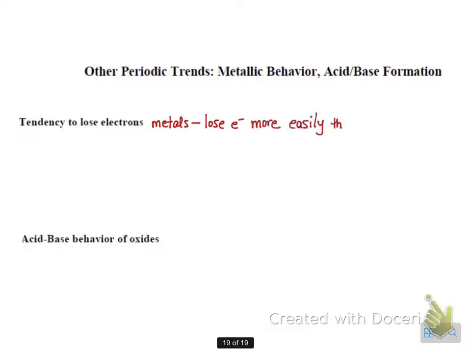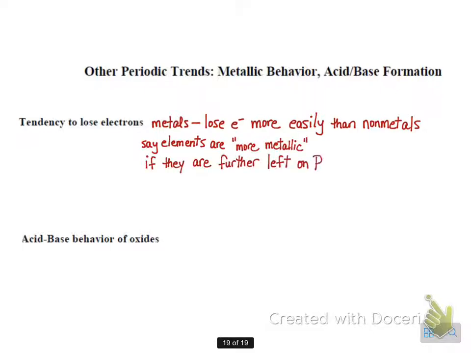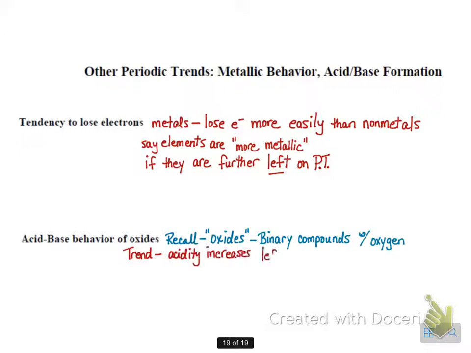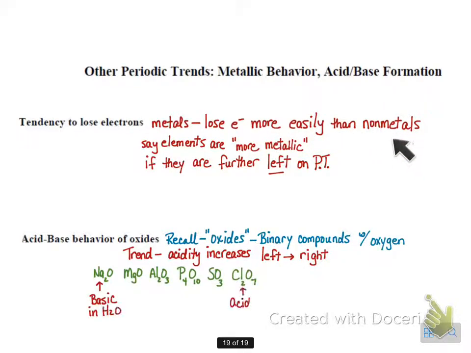So some other periodic trends which can be important are metallic behavior and acid-base formation. As we look at metals and nonmetals on the periodic table, metals, which are on the left, lose electrons more easily than nonmetals. That's really what makes them metals. So we say that elements are more metallic if they are on the left side of the periodic table. The most metallic metals are farthest to the left.